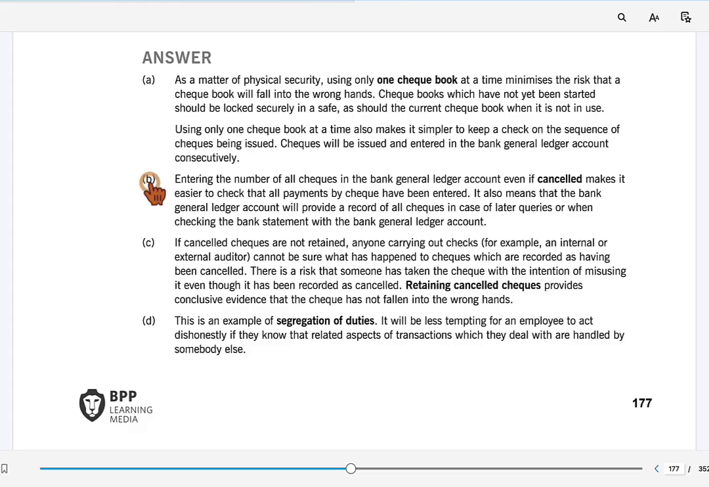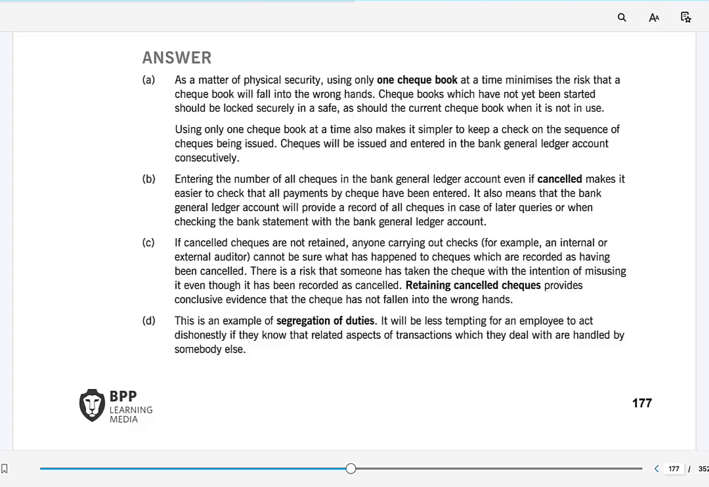Procedure B. Numbers of all checks are to be entered in the bank general ledger account, even where the check is canceled. This means that every check number must be recorded. Even if the check is canceled, the check number must still be recorded. So the bank general ledger should show a complete list. It should show checks that were used and paid. It should also show checks that were canceled. This is a good control for several reasons. First reason, it creates a complete record.